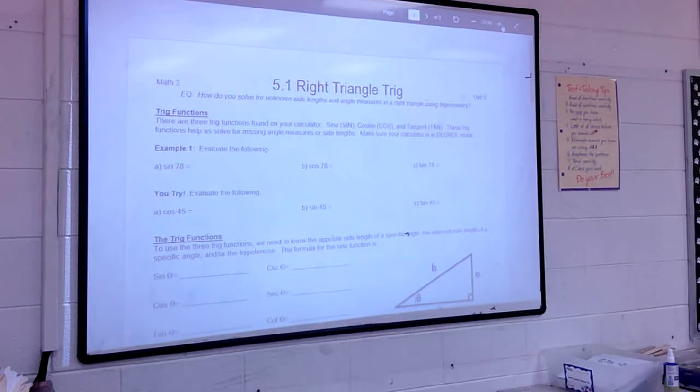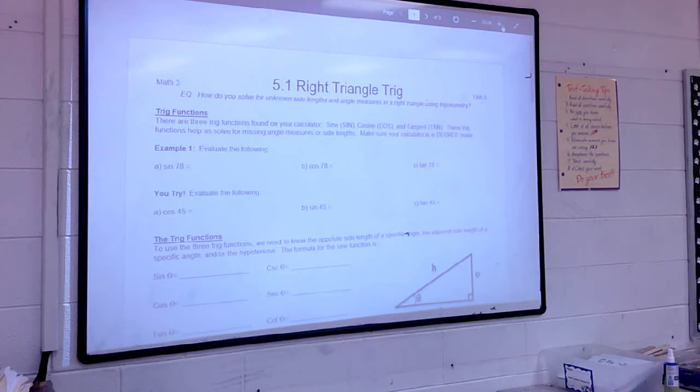So the very first thing in trigonometry, like I said, we're dealing with triangles. We're dealing with the sides and the angles of the triangles. So our essential question really that we want to know today is, how do you solve for an unknown side and for an unknown angle using trigonometry?